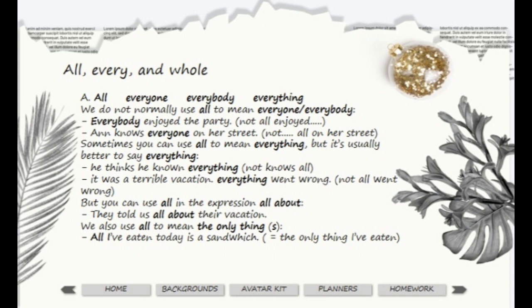But you can use all in the expression all about. For example, they told us all about their vacation. We also use all to mean the only things. For example, all I have eaten today is a sandwich. It means the only thing I have eaten.